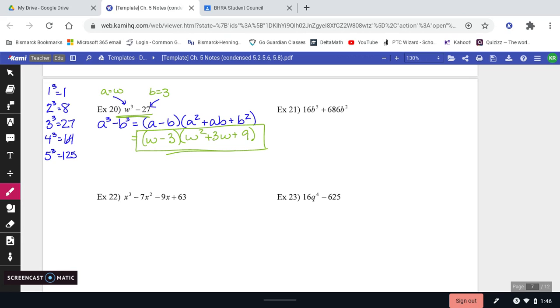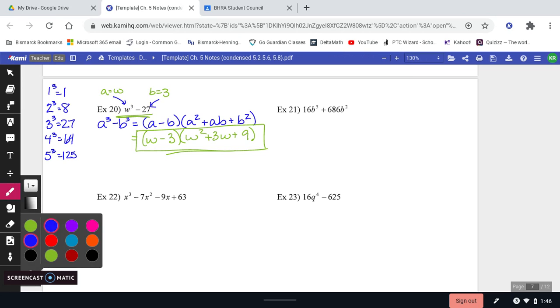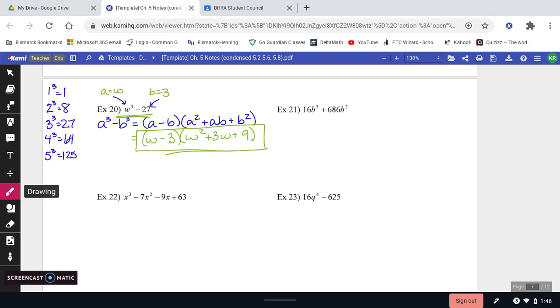Okay, so 21 is another sum of cubes problem. But if you notice with this one, you've got some common monomials. So I have a b squared in both of them. And 16 and 686, they're both even. So that means I'm going to be able to factor out a 2. So I'm going to take out 2b squared, and let's see what's left.